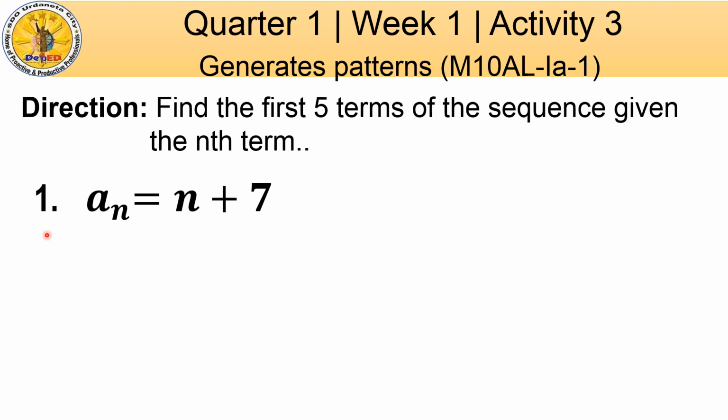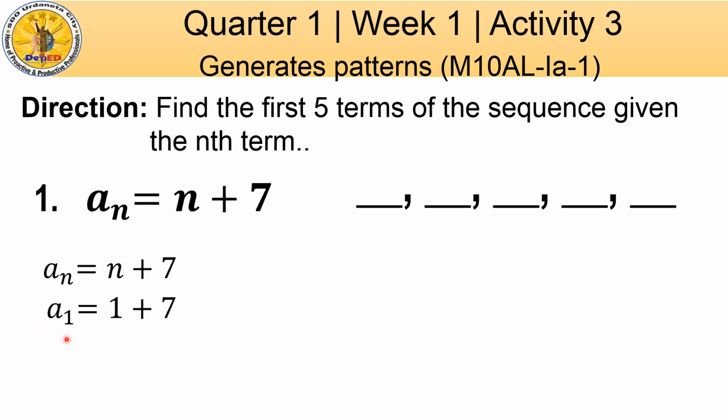Example number 1, a sub n equal to n plus 7. What is the first 5 terms of this sequence? Using the nth term, replace n by 1 to represent the first term. That is a sub 1 equal to 1 plus 7. So your first term is 8.